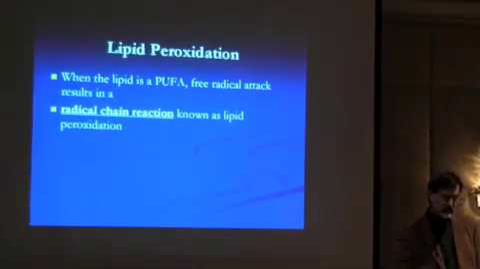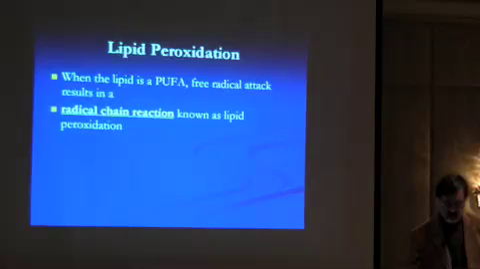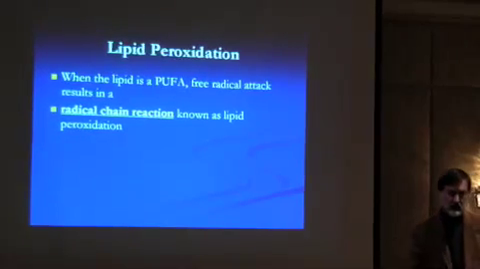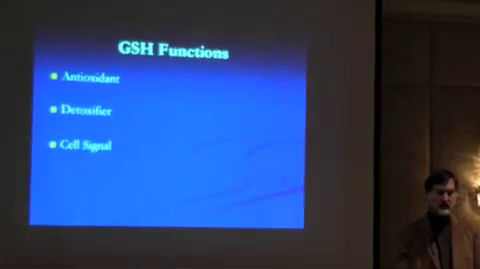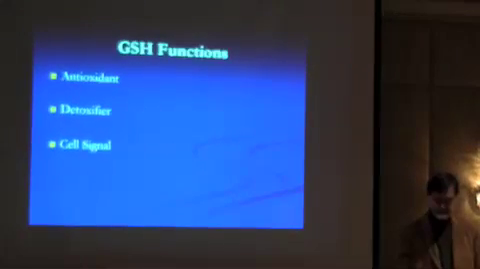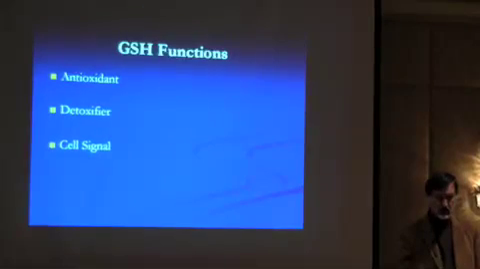The membranes are made of polyunsaturated fatty acids. And this creates this radical chain reaction that I just described. It's progressive unless you have some material there to stop it. Glutathione, the peroxidase, there's a form of the peroxidase in lipid membranes.